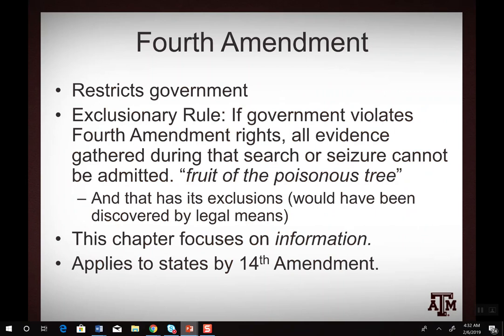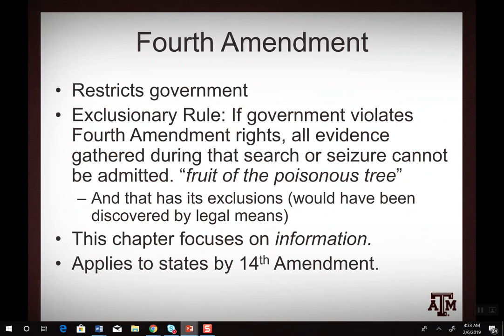Now, here's what you have to remember about the Fourth Amendment. It does not restrict private parties. If your employer searches your locker, you have no Fourth Amendment protection. That's an employer. That's not the government. That's not an agent of the government. Someone asked me, what if you work for the government? Typically, when you work for the government, you will sign documents or you will be notified that you waive this right on government premises.